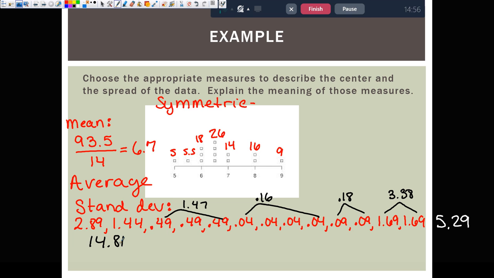Okay? Then we divide it by how many numbers there are, which is 14, which gives me approximately 1.06, and then we square root it, which gives me approximately 1.0. Okay, and what does our standard deviation mean? Does anybody remember? The average distance of the data from the mean.